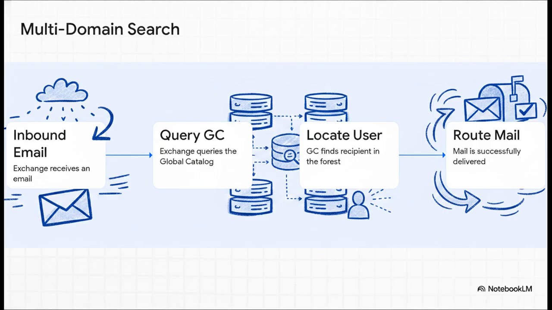Step 2. Before Exchange can deliver that message, it needs to figure out exactly where the recipient's mailbox is located. In a multi-domain forest, the Exchange server itself has no idea which specific domain the recipient lives in, so it automatically queries the global catalog.